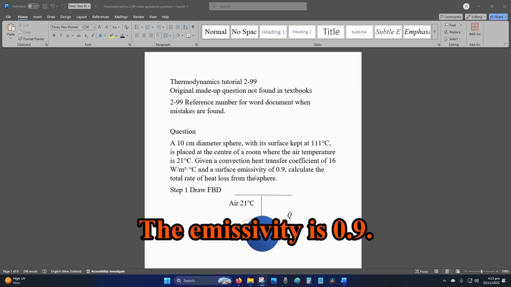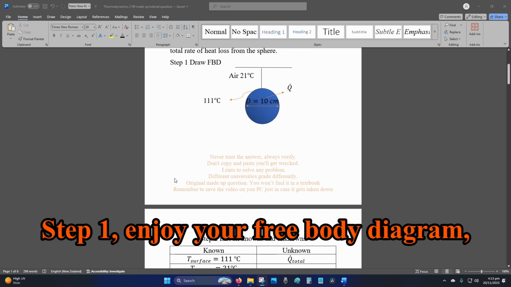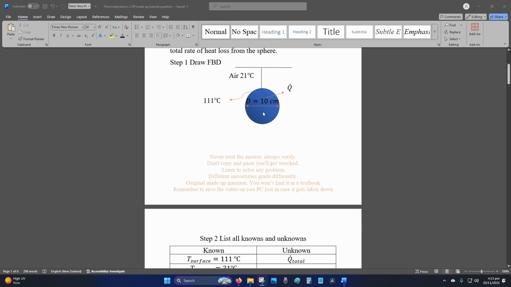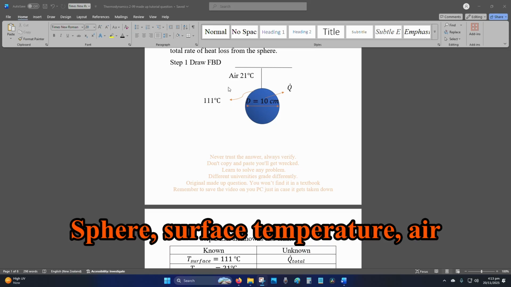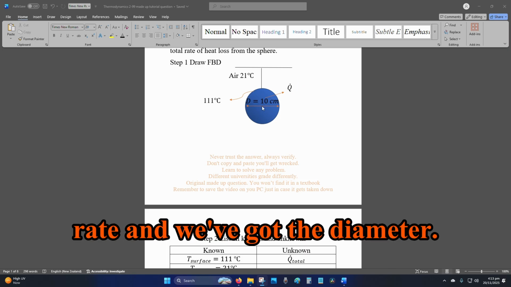The emissivity is 0.9. Step 1, draw your free body diagram, your FBD. This will help you visualize the problem. Sphere, surface temperature, air temperature, some unknown heat transfer rate, and we got the diameter.